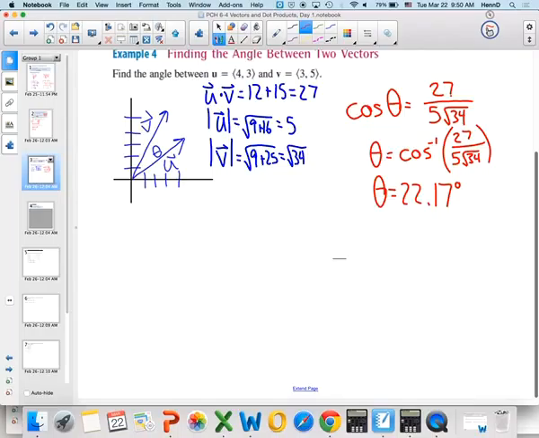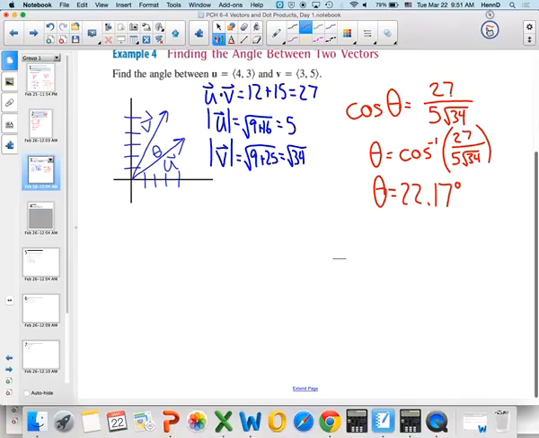0 or 180. Well, cosine being positive 1 would give us 0 degrees. If it were negative 1, we would have 180 degrees. But still we've got positive and negative. What's the only other possibility? 90 degrees.